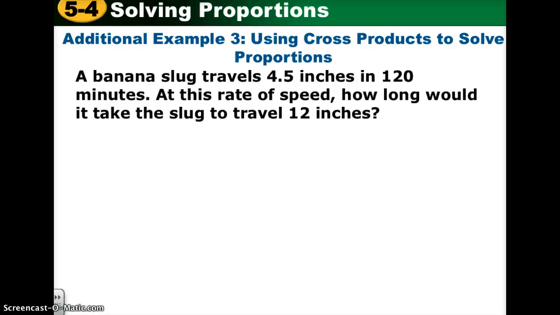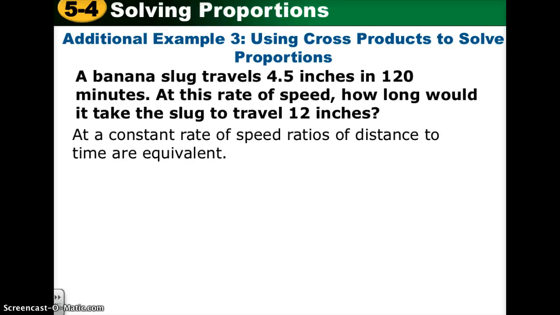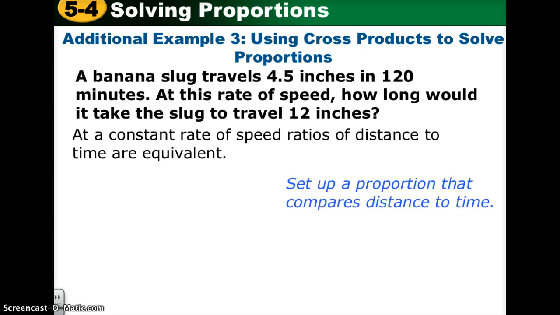A banana slug travels 4.5 inches in 120 minutes. At this rate of speed, how long would it take the slug to travel 12 inches? At a constant rate of speed, ratios of distance to time are equivalent. So let's set up our proportion. This is one way to do it. You could have time 1 over time 2, distance 1 over distance 2. You could flip them around, but you need to make sure that whatever you put in the first ratio, the second ratio is in the same setup. So since we're doing distance over time in the first ratio, we do distance over time in the second.